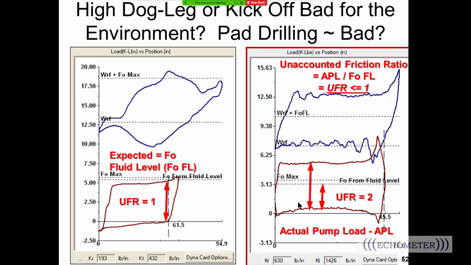But since there is friction that the wave equation being used in TAM and TWM doesn't know what to do with, and no one knows what to do with this stuff, it's not accounted for by the wave equation. So we're comparing the total height of the pump card right here, and that height right there, to the height that should be, FO from the flow level. And that ratio is 2. It has twice the loads than what it should have. That's the unaccounted for friction ratio.